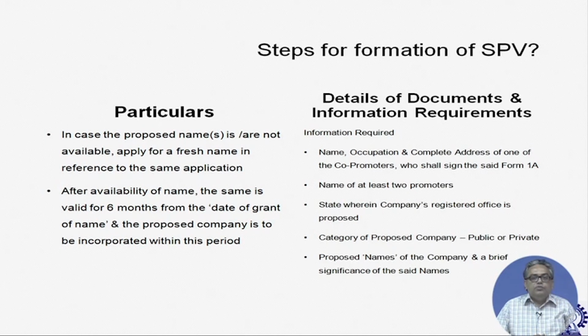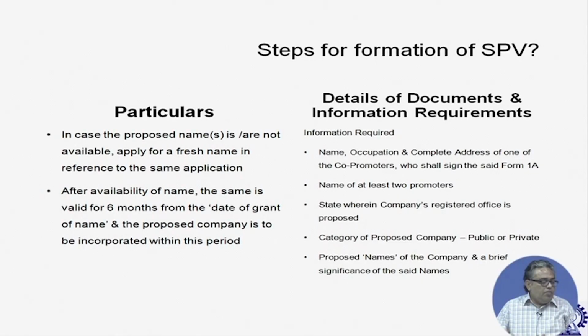Now, the information which is required to provide is name, occupation and complete address of the co-promoters. Co-promoters is generally the joint venture partner or the sponsor in the joint venture, and one of them needs to sign in form 1A, that means which you are using for applying the name of the company.